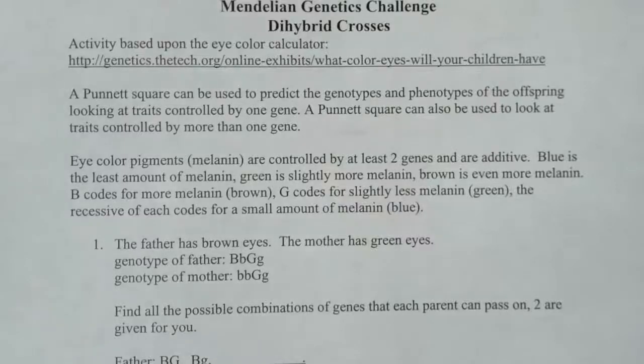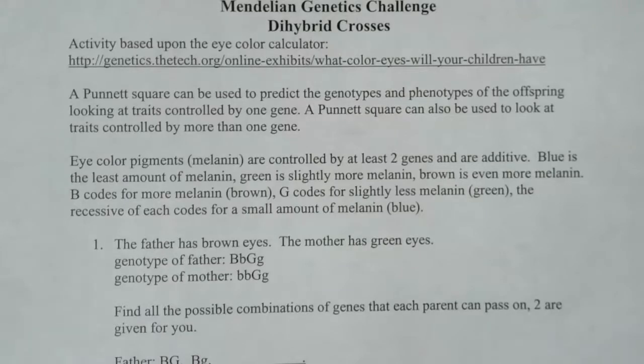Today we're going to take a look at a dihybrid cross. Di meaning two, so we're going to look at a trait controlled by two genes. The first thing up there at the top, this activity is based on the eye color calculator. That is a really cool website that goes over this. Unfortunately, the website is broken right now. I leave that link there because I keep hoping someday it'll be fixed.